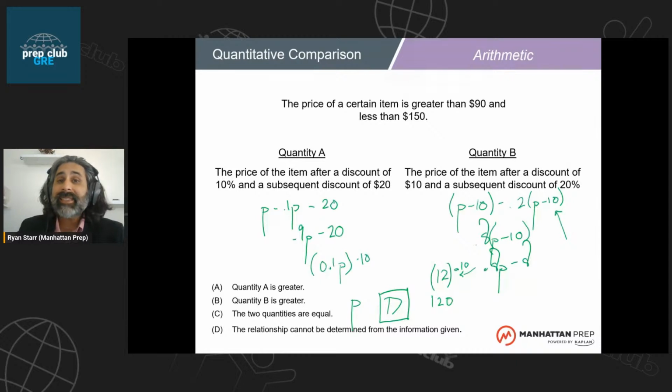But as a student of the GRE, honestly, you want to do the problem both ways. All right. And you want to reflect on it afterwards. Why was this way better here for me? Why would that way have been better in another problem? Things like that. Okay.